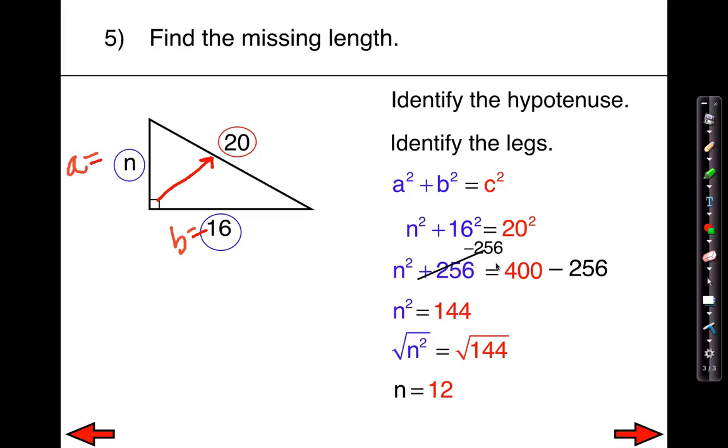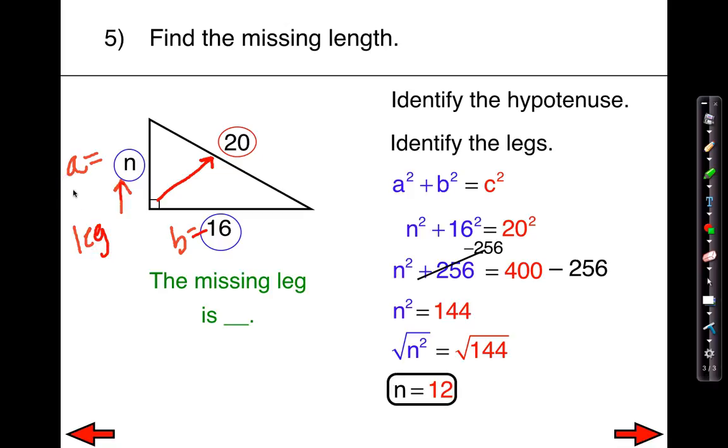Now, some of you, I forgot to address this, may be wondering, wait, when we're solving equations and we take the square root, shouldn't there be a positive and negative answer? Absolutely. But let's think for a second. If I were to describe the length of a side of a triangle, would I ever describe it as a negative length? No, and that's why we don't include negative 12 as an answer. It's just strictly 12. So here, this one is not a hypotenuse. This one's actually a leg. So again, I'm going to say the missing leg is 12.